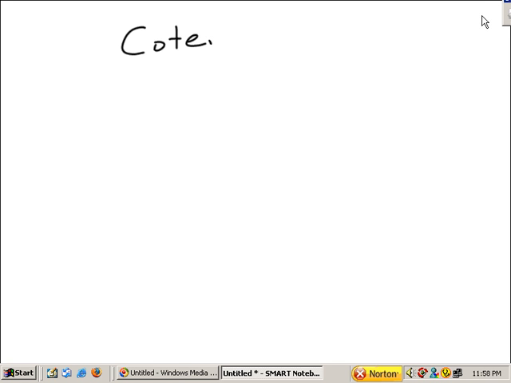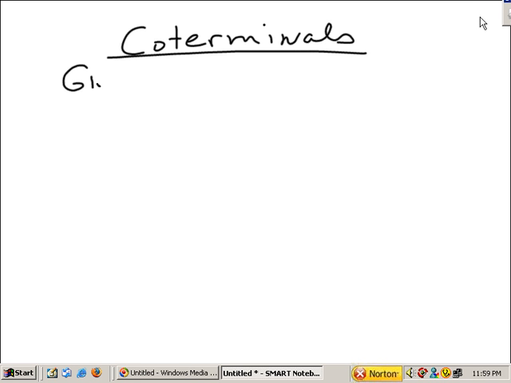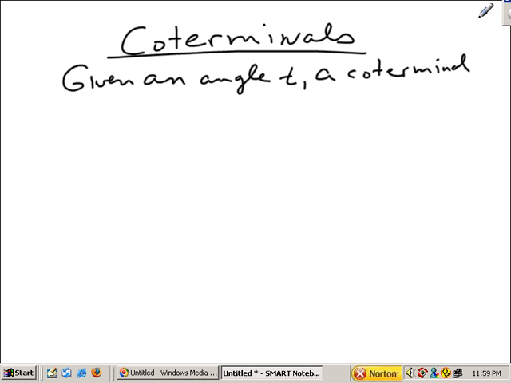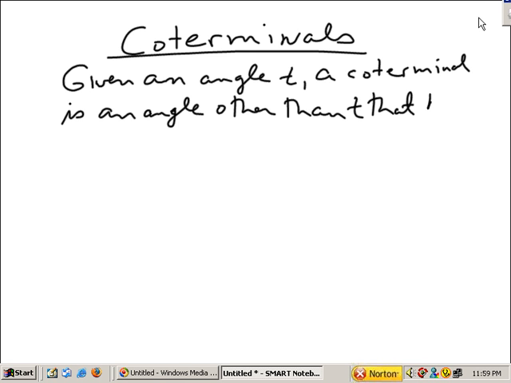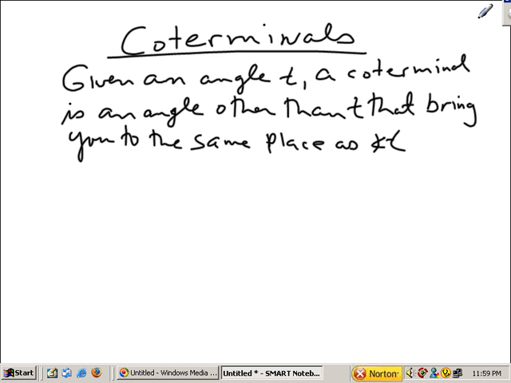by talking about coterminals. Given an angle T, a coterminal is an angle other than T that brings you to the same place as angle T.